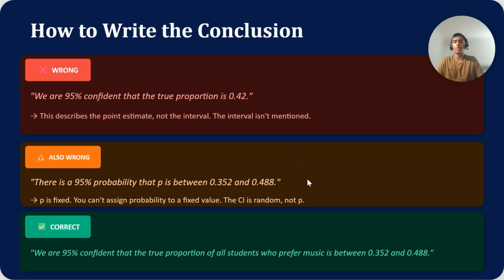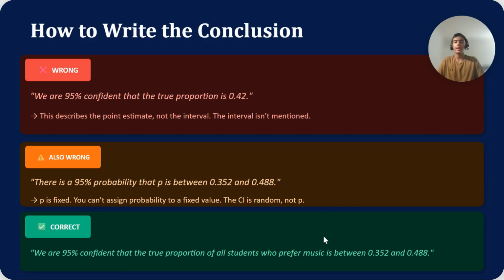Now, this one's also wrong, and this is sneaky. There's a 95% probability that p is between 0.352 and 0.488. The word probability is wrong. P is a fixed number. It's either in or isn't in your interval. You can't assign probability to a fixed value. The interval is what's random.